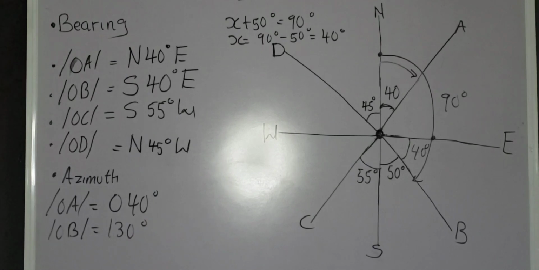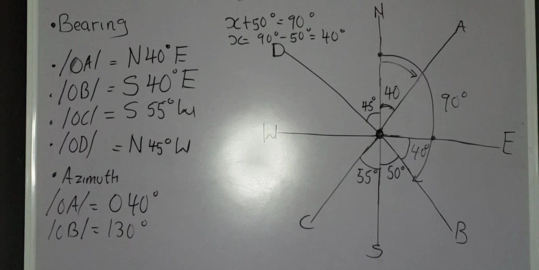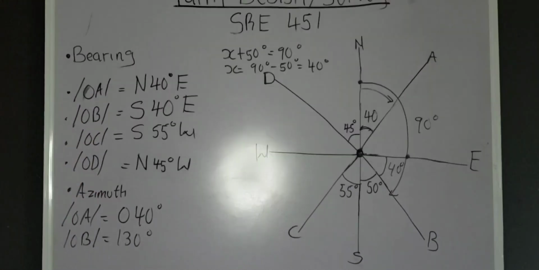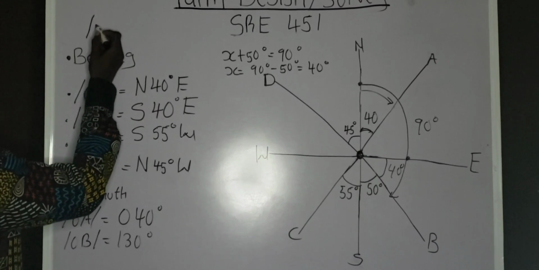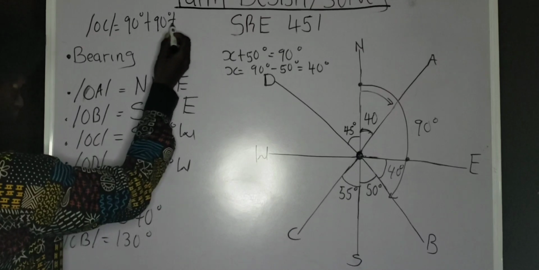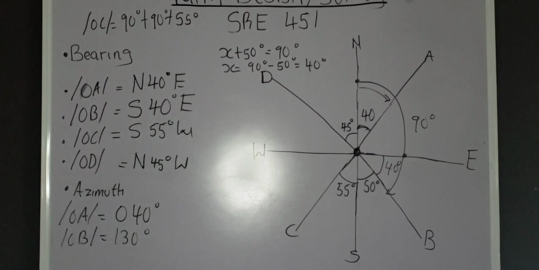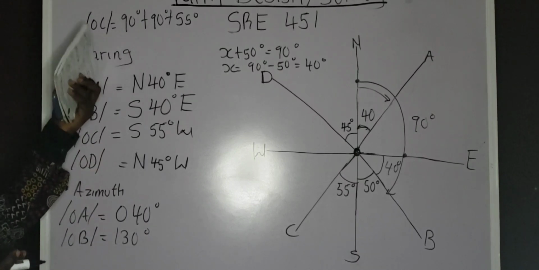Now I want you to determine the azimuth of line OC and line OD. That will be just a test. If you get it correctly, this is the answer, but I want you to try it before you check this answer. The azimuth of line OC is 90 degree plus 90 degree plus 55 degree. Add this together, you're going to get the azimuth. Now, the azimuth of line OD, please try the question and mark yourself. That's the reason why I'm giving you this. Don't check this answer before you pause the video.